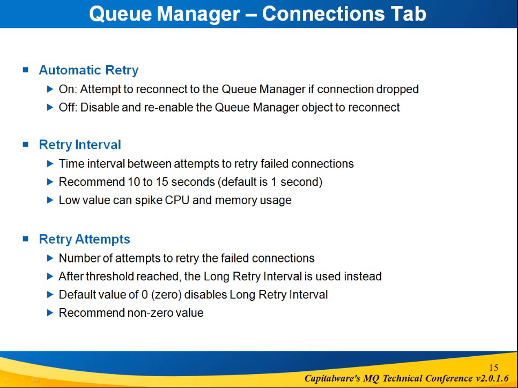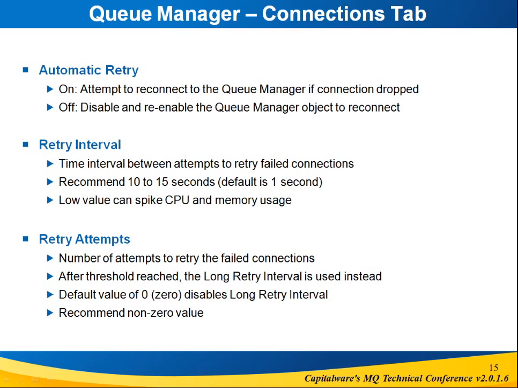If you do turn this option on, then you have the retry interval, which says how many seconds will I wait between attempts to reconnect to the queue manager. The default is 1 second, which quite frankly is too low. It should be between 10 and 15 seconds. If you're attempting to reconnect every 1 second, this could spike the CPU on the queue manager, or it could interfere with the processing capability of the DataPower box itself, and so it is not recommended to have it that low. 10 to 15 seconds is a good value.